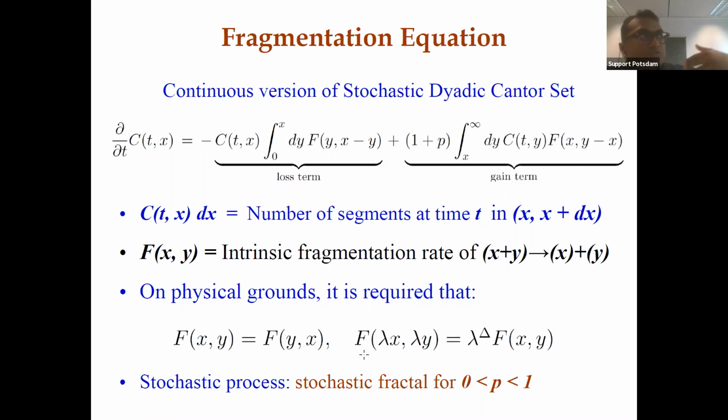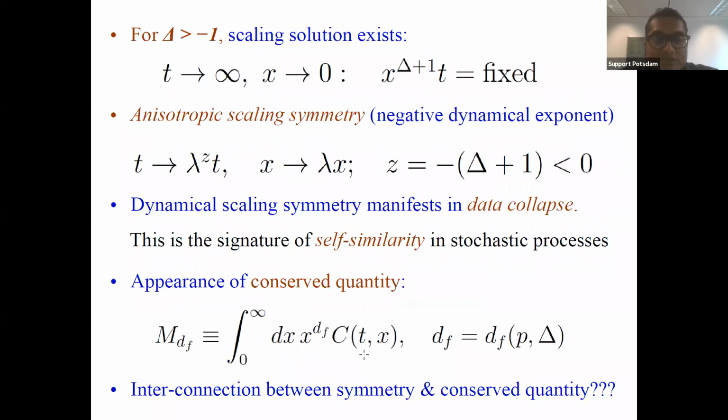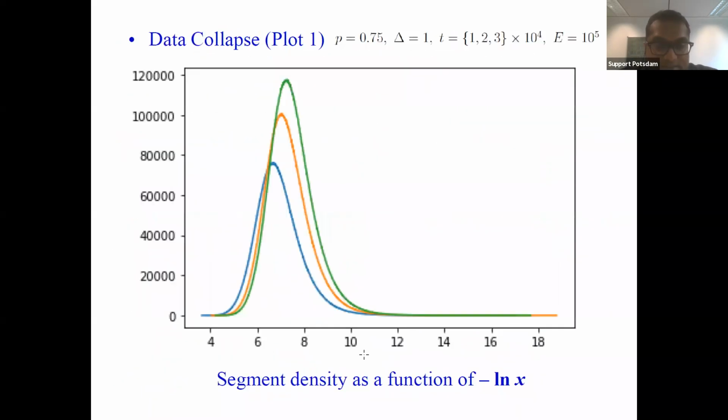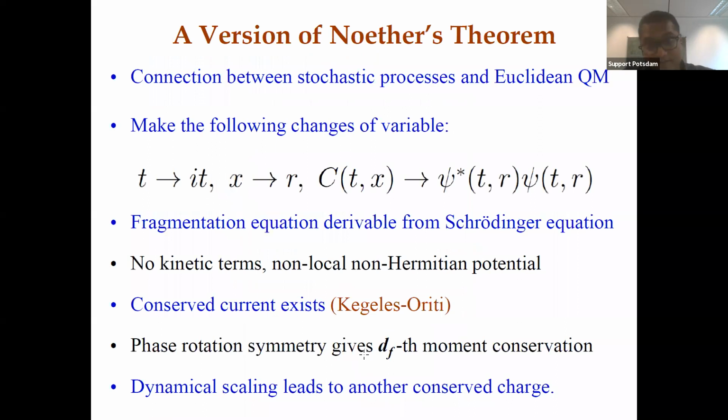So you find this conserved quantity in the Schrodinger case, you Wick rotate back and you still have the conserved quantity. But it turns out that the dynamical scaling has a different conserved charge. And of course it's a symmetry and it's a continuous global symmetry.